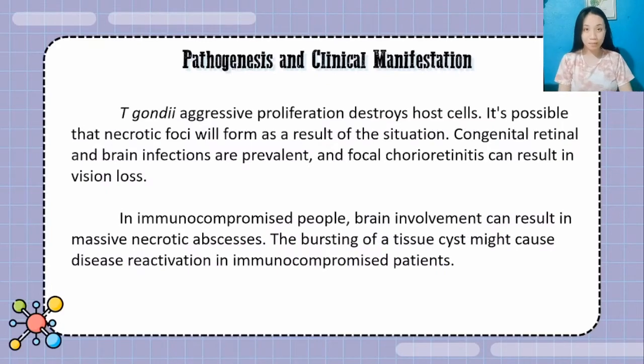Pathogenesis and clinical manifestation. So when you are infected with Toxoplasma gondii, you may suffer from congenital retinal and brain infections, and you may lose your vision, as well as suffer mental impairment such as encephalitis. And it is much worse for patients that have a weaker immune system.